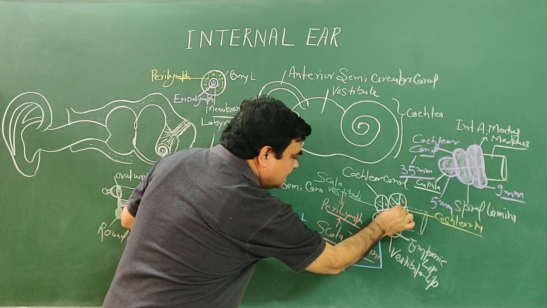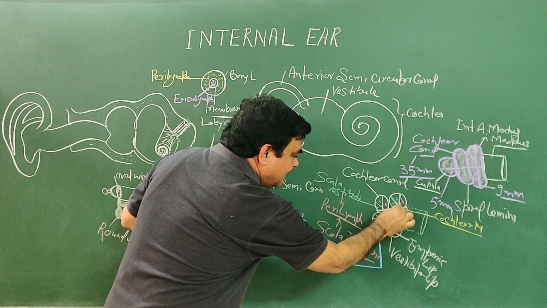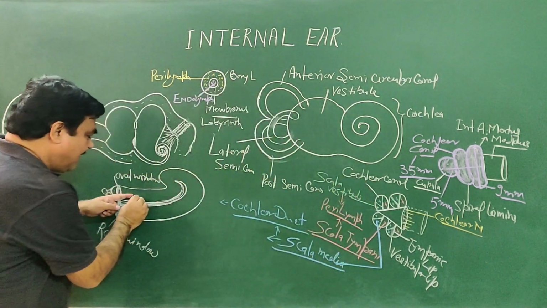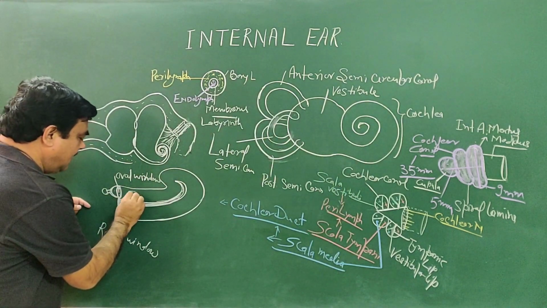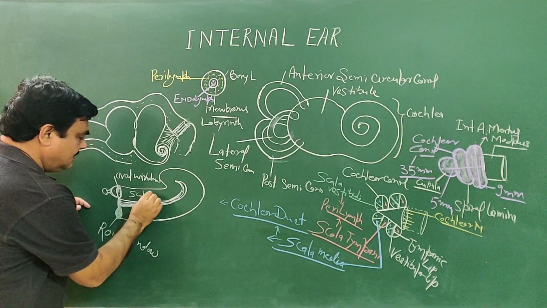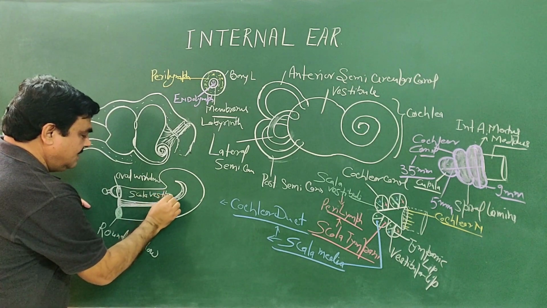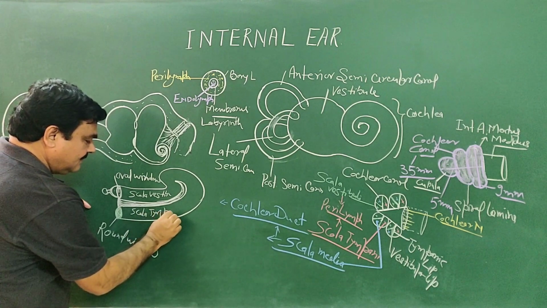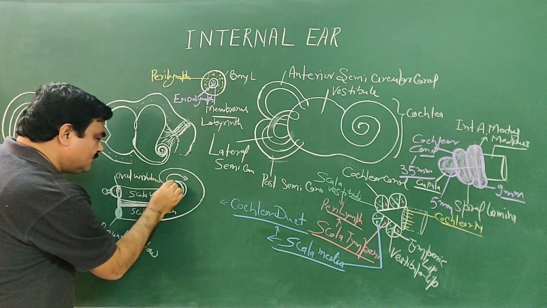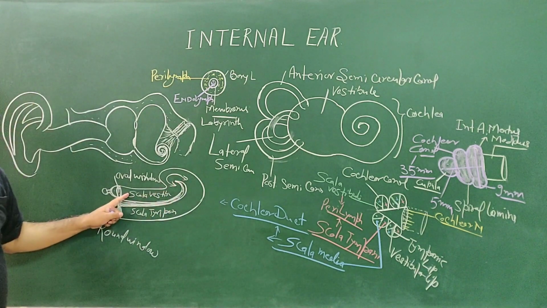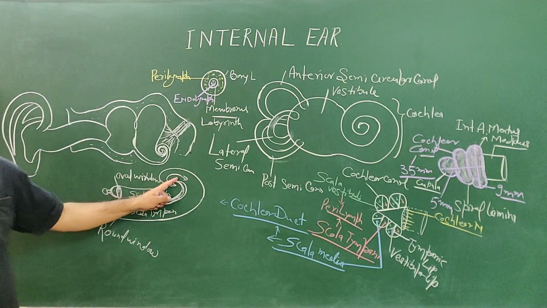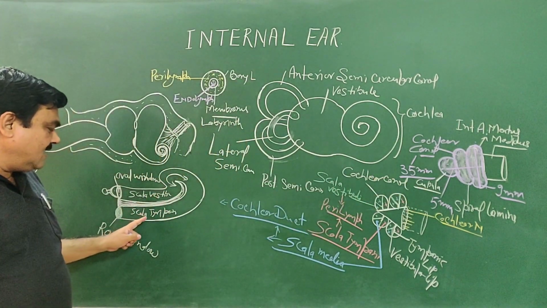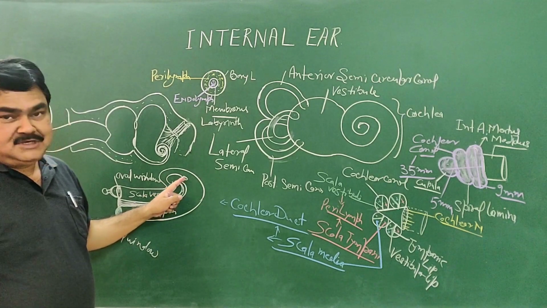At this level, you can see the upper part is scala vestibuli and the lower part is scala tympani. And you can see these two parts communicate with each other at the apex, at the cupula.